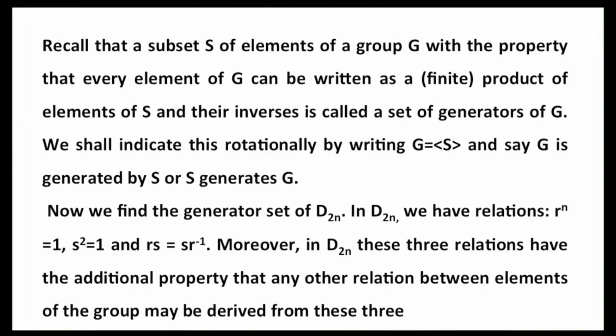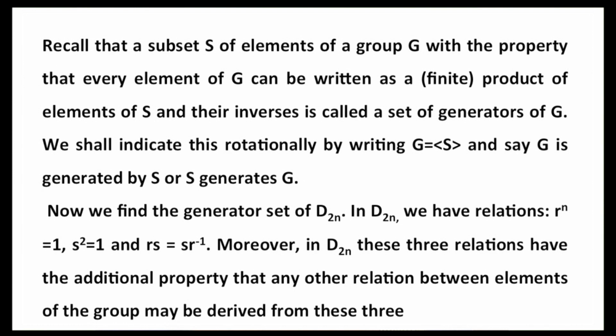Recall that a subset S of elements of a group G with the property that every element of G can be written as a finite product of elements of S and their inverses is called a set of generators of G. We shall indicate this notationally by writing G equals angle bracket S, and say G is generated by S or S generates G.